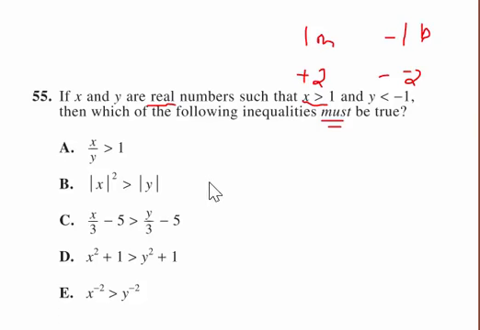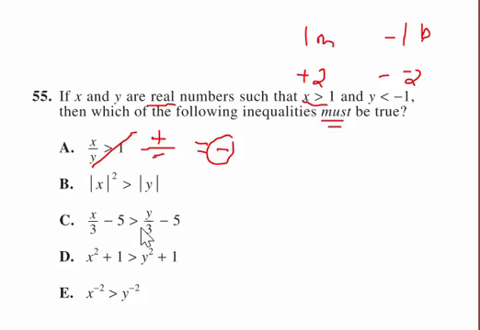Okay, so let's go through our answer choices and see if we can make each of these not true. For the first one, we've got x over y is greater than 1. Can we arrange our x's and y's to be such that it's not greater than 1? Well, in this case, x always has got to be positive, and y is always going to be negative, isn't it? And a positive divided by a negative is always going to be negative. So that automatically makes this one wrong.